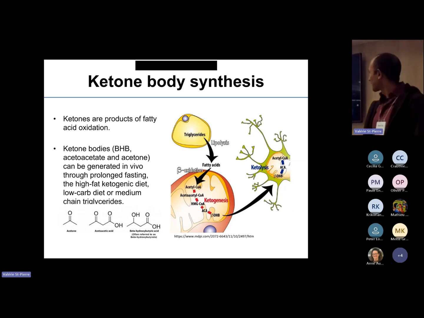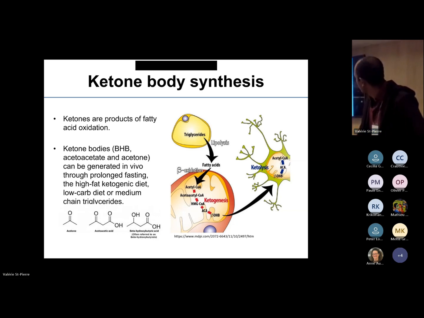They're still called ketone bodies. I mean, this is a carboxylic acid. So you have BHB, beta hydroxybutyrate, acetoacetate, and acetone.